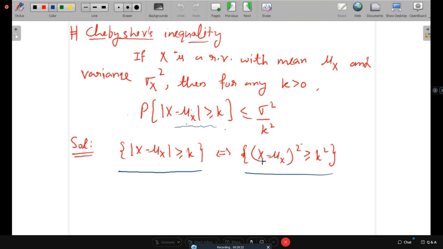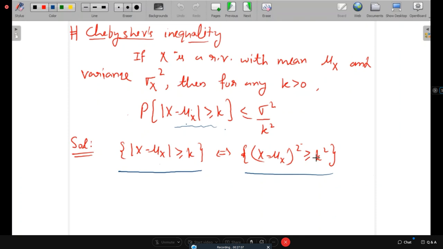Now note that this x minus mu x whole square will take only non-negative values. If you take the difference of a random variable with a constant value, it will again give you a random variable. And if you square it, it will give you a non-negative random variable which can assume only non-negative values. So you can certainly apply Markov's inequality here.